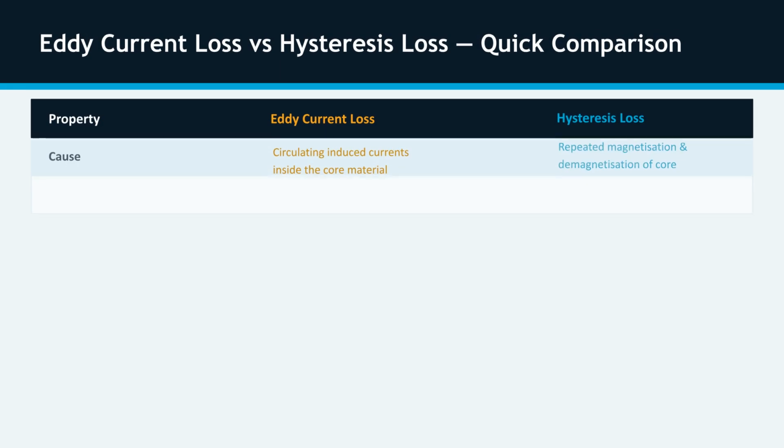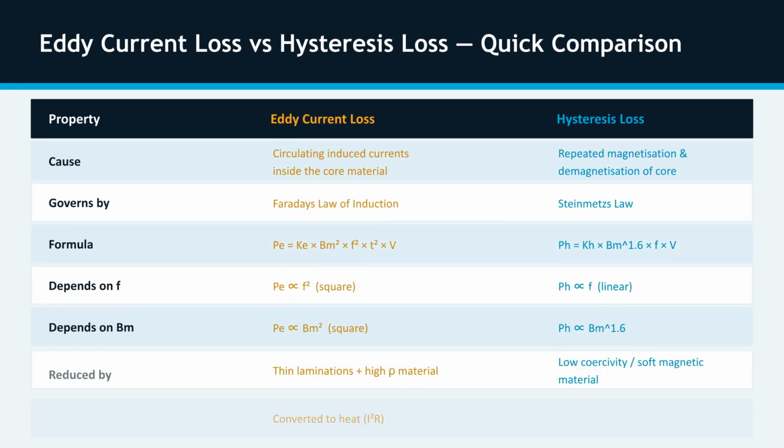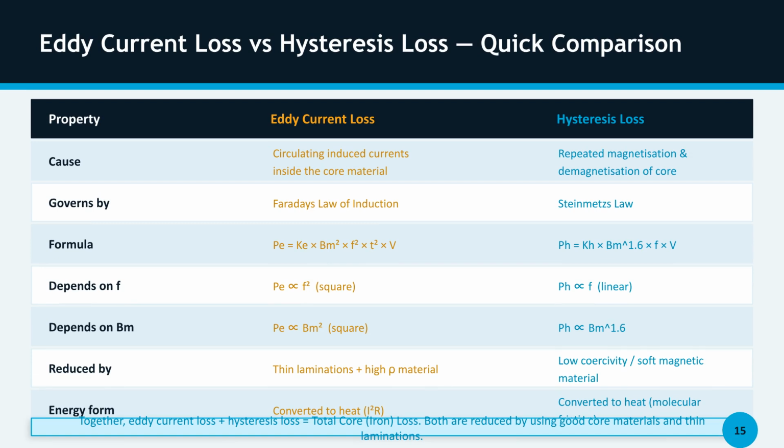In summary, eddy current loss is caused by circulating currents governed by Faraday's law, proportional to the square of frequency and flux density, and reduced by thin laminations and high resistivity materials. Hysteresis loss is caused by core magnetization, proportional linearly to frequency, and reduced by soft magnetic materials.